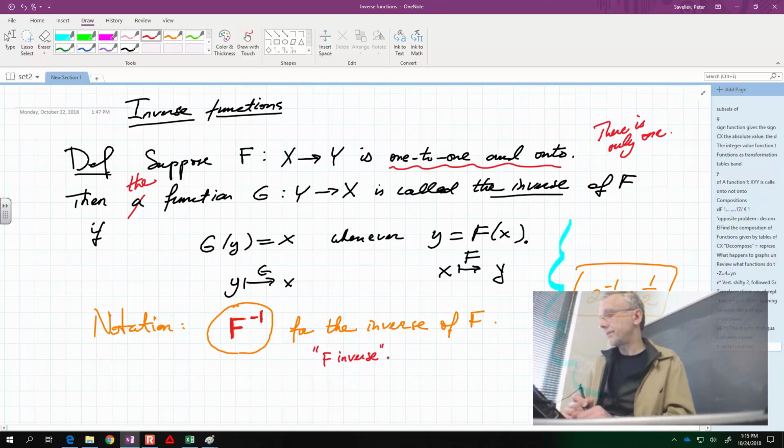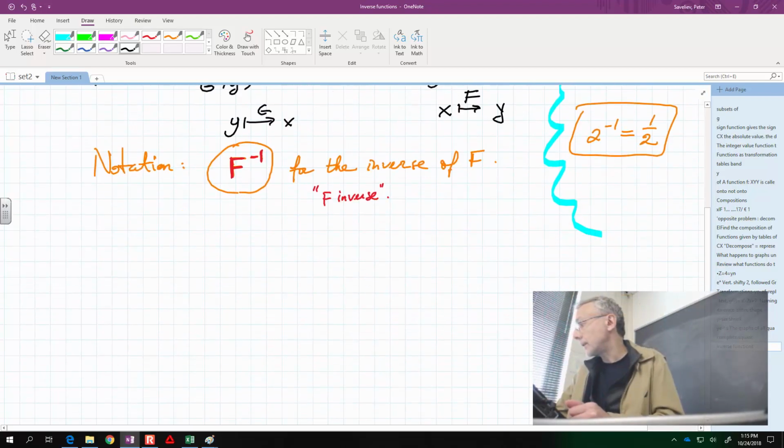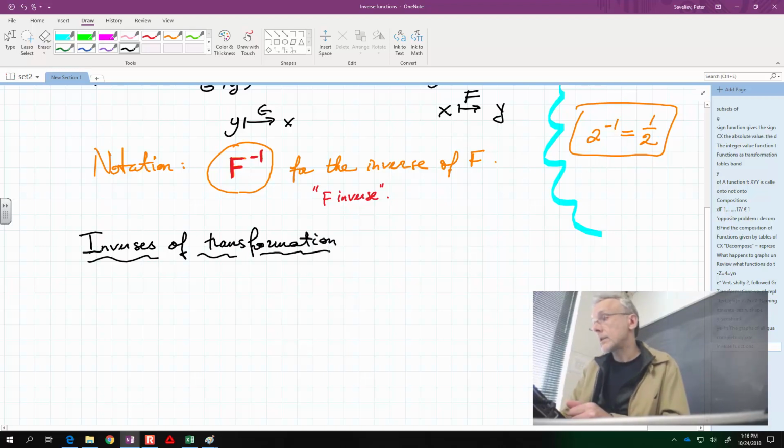Okay. So let's look at transformations now. We just spoke of that recently. So, inverses of transformations. Here the arrows are not as important. It is better to think of transformation as such.